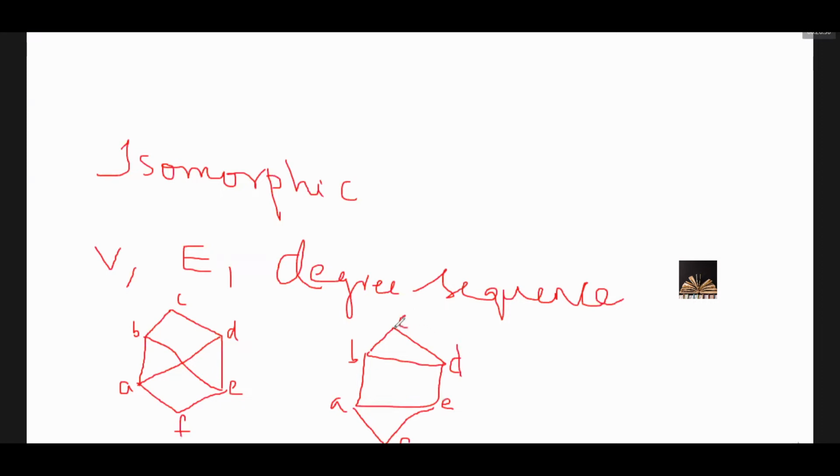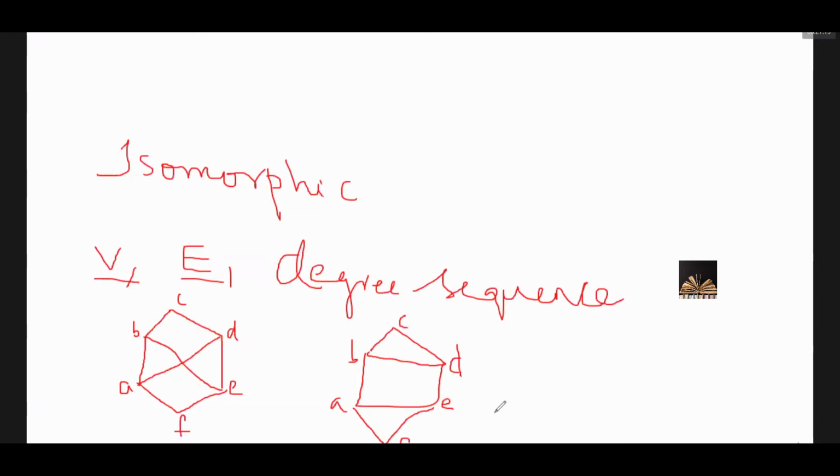Okay. Now see here. You can check the number of vertices. How many are there? A, B, C, D, E, F. Okay, here also we have A, B, C, D, E, F. Number of vertices are same. Number of edges also you count. 1, 2, 3, 4, 5, 6, 7, 8. 8 edges over here. Here also you count 1, 2, 3, 4, 5, 6, 7, 8. 8 edges. Degree sequence also.